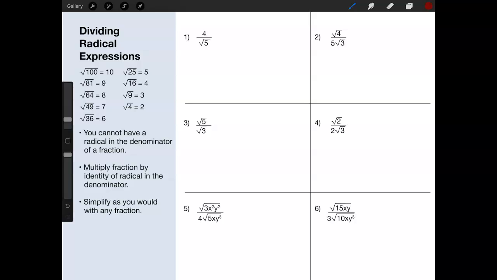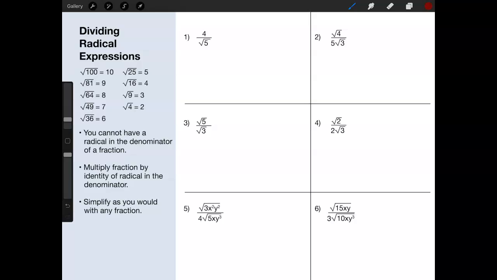When you divide radical expressions, you need to get the radical out of the denominator of the fraction. You do this by multiplying the fraction by the identity of the radical in the denominator. Then you simplify as you would any fraction. I have 6 examples here to help illustrate.